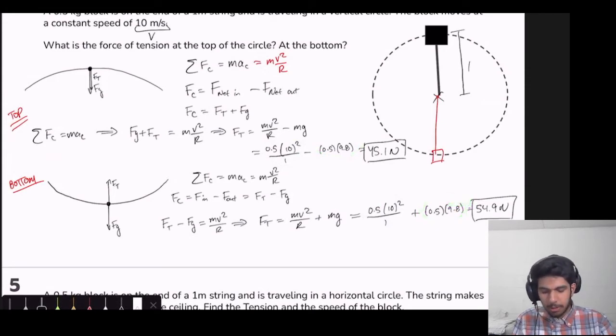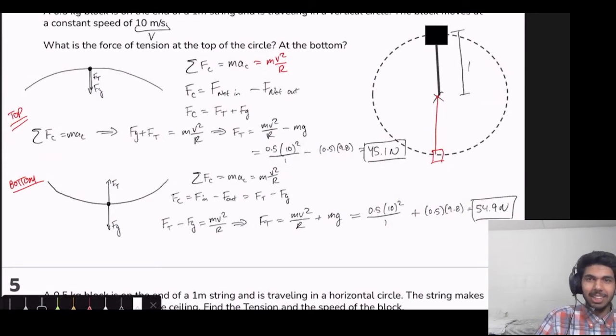And that is due to our tension forces pointing in opposite directions. Our force of gravity is also pointing in opposite directions in terms of the circle. So they are pointing in the same direction, downwards, but at the top, Fg is pointing inwards to the circle, and at the bottom, it's pointing outwards of the circle, and this 0.5 just made it be that the difference is 9.8.